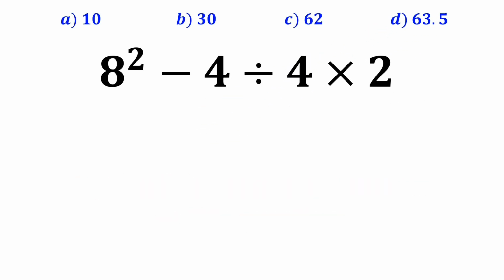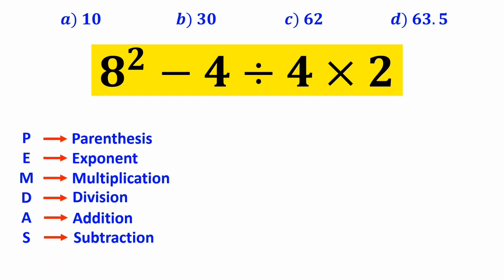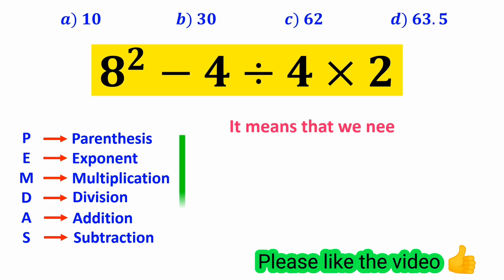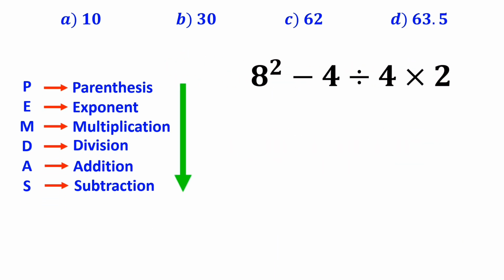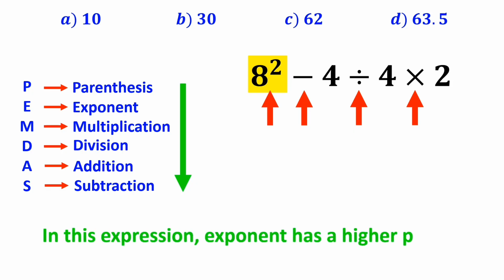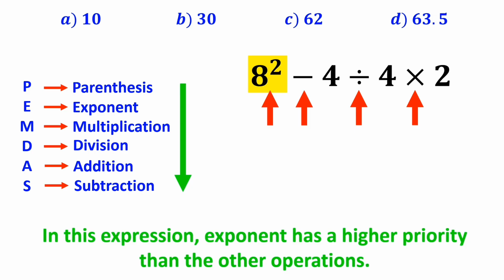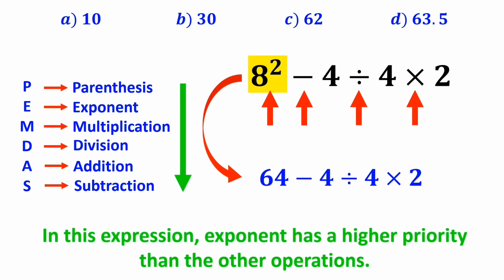Now let me show you step by step how to solve this expression. To solve this problem, we must follow the PEMDAS rule. It means that we need to perform all the operations in order from top to bottom. Alright, as you can see in the image, in this expression, we have an exponent first, then a subtraction, followed by a division, and finally a multiplication. We should start with the exponent first, because in this expression, exponent has a higher priority than the other operations. So, this expression simplifies to 64 minus 4 divided by 4 times 2.